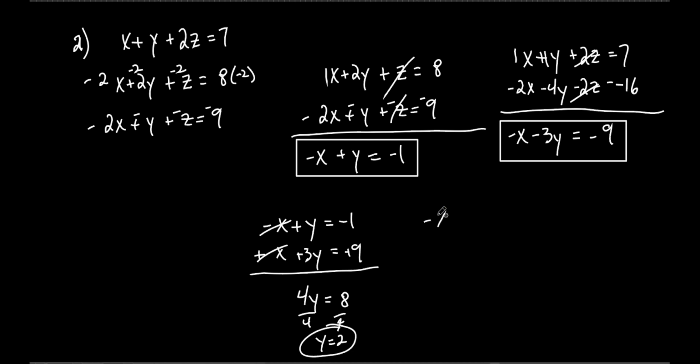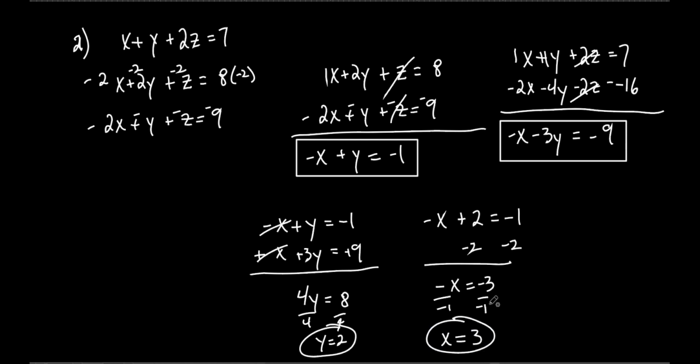So what do I have? I got negative x plus 2 equals -1. Subtract 2 from both sides. I've got negative x equals -3. Divide both sides by -1. X is 3. Now I just have to find z.